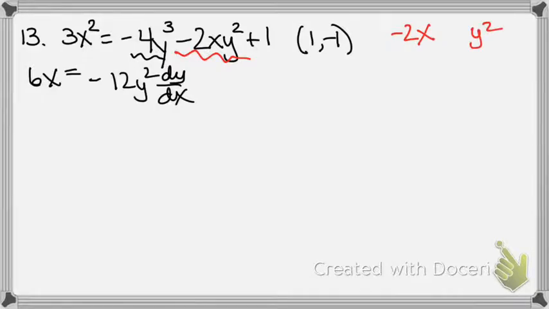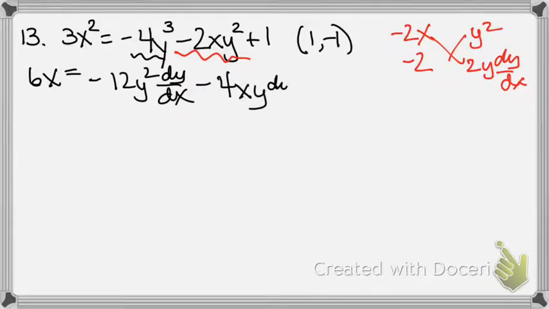Derivative of negative 2x would be negative 2. Derivative of y squared is 2y dy/dx, and crisscross. So that derivative would be negative 4xy dy/dx minus 2y squared. And we still have to do the derivative of this constant, but the derivative of 1 is 0. Okay? So make sure you understand all that.